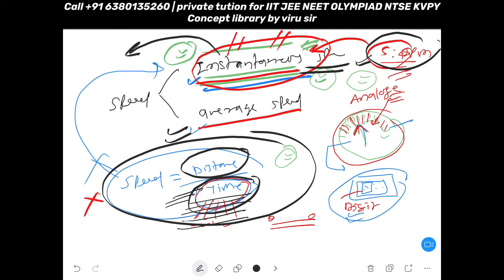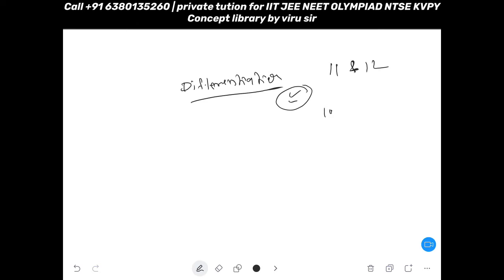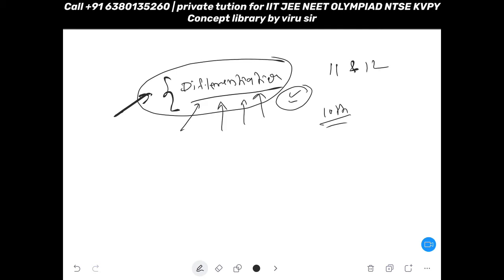For instantaneous speed, you have something else. When you go to the upper level of your foundation, I will teach you how to find instantaneous speed. For the time being, just know that there is something called differentiation. You will learn this differentiation in 11th and 12th class, but in foundation we teach it early, at a young age. So I will teach you differentiation, but not in this class. When you go to 10th foundation, I will teach you this. Okay, so we got that. There is a technique called differentiation, and this is mathematics.